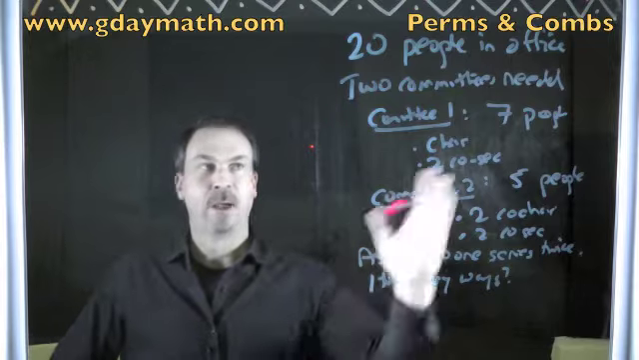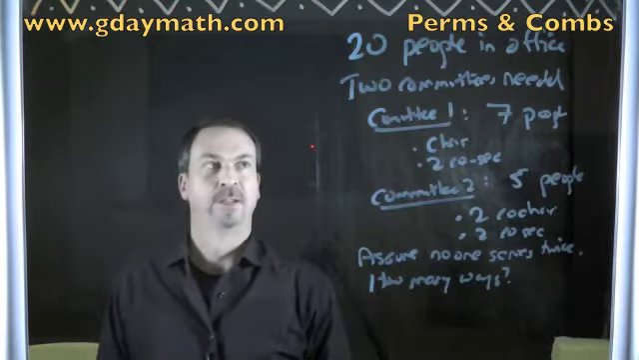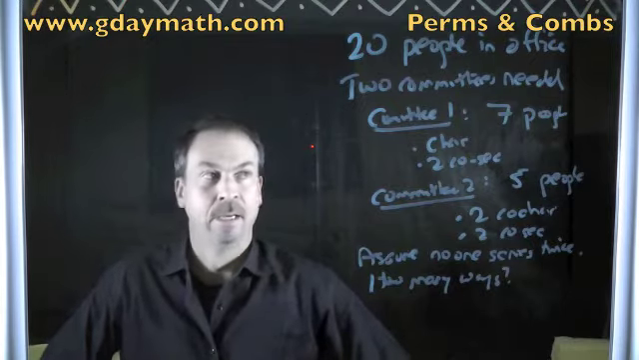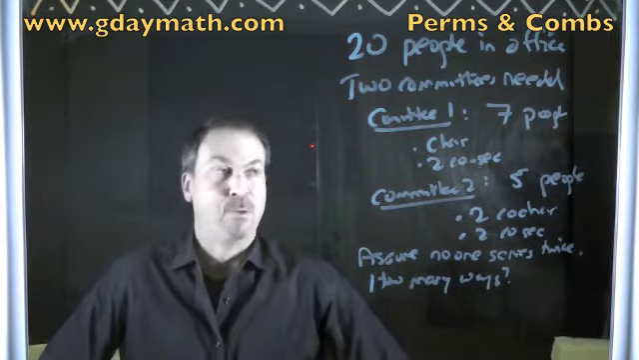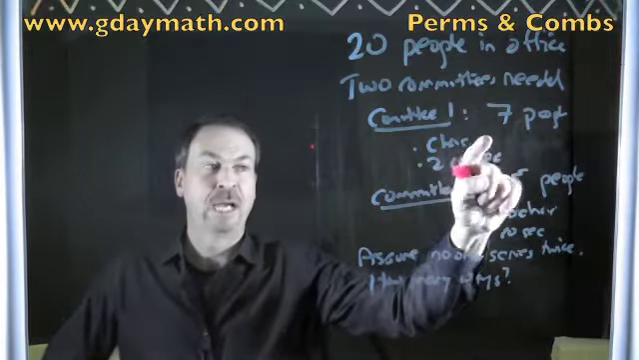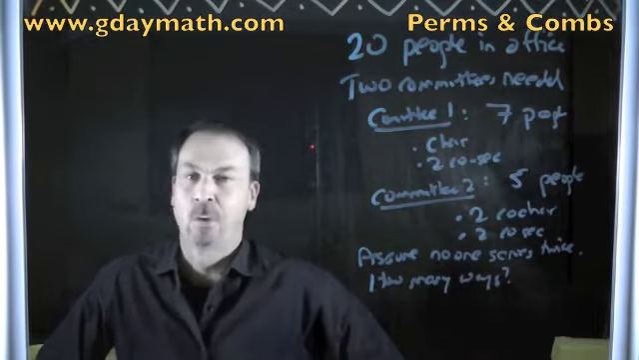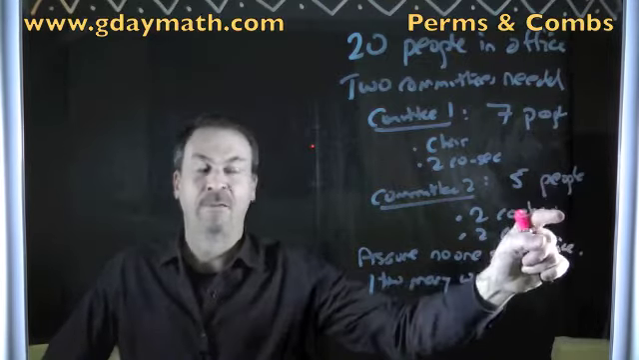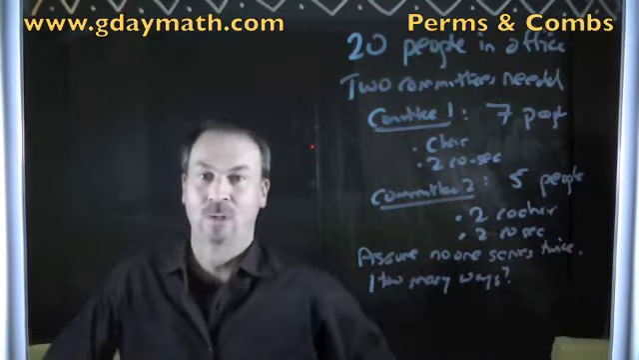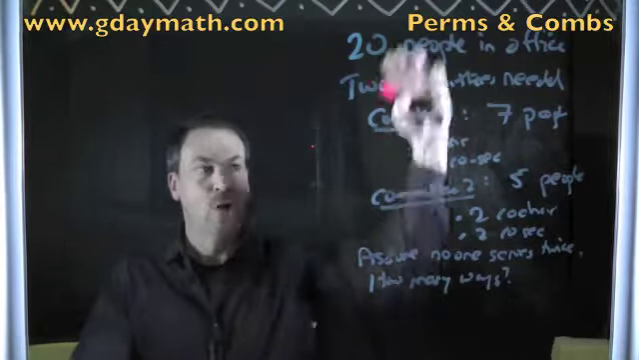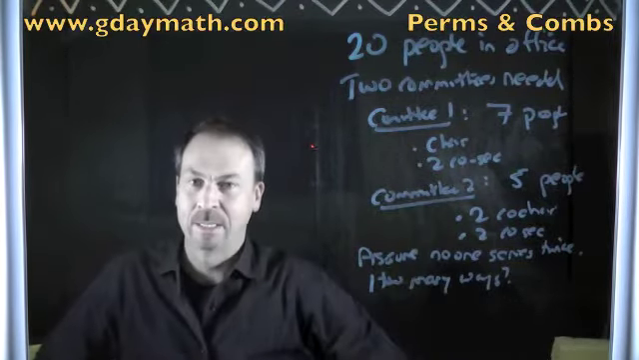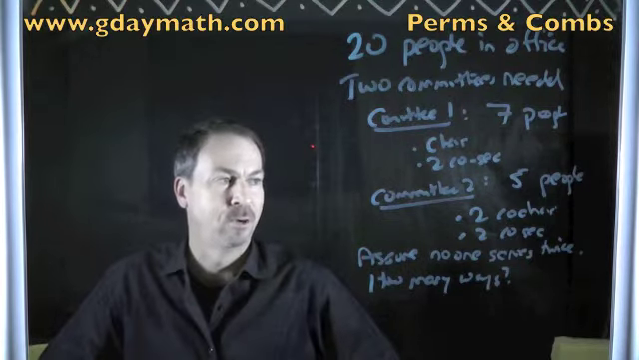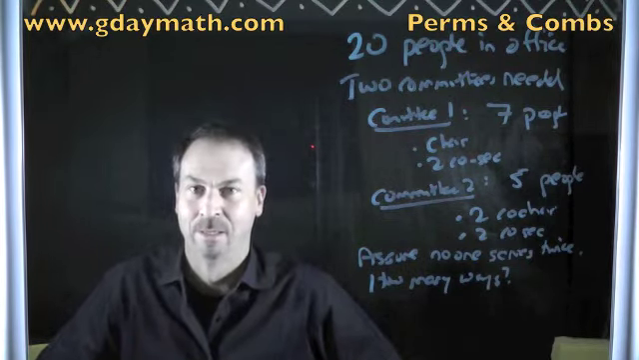All right, here is my complicated question. It goes as follows. 20 people are in an office and 2 committees are needed. Committee 1 requires 7 people, of which one person is going to be labeled chair and 2 people in that committee are going to be labeled co-secretaries. Committee 2 is going to consist of 5 people and will have 2 co-chairs and 2 co-secretaries. Let's assume no one serves on 2 committees, so no one serves twice. How many ways can I construct these 2 committees with their various chairs and co-secretaries and all the rest?